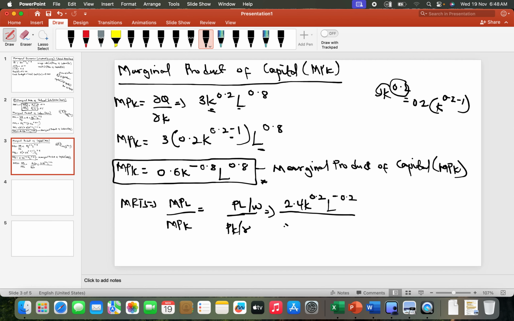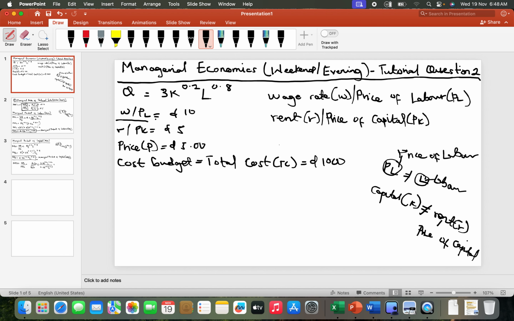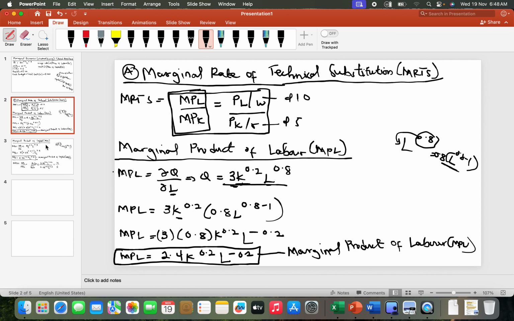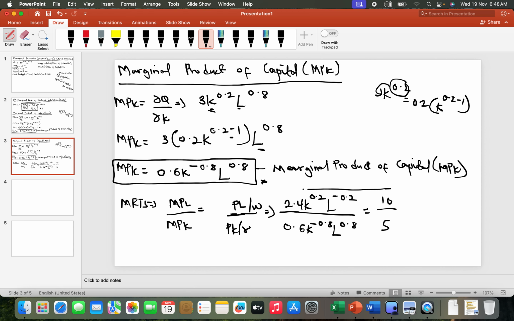So the marginal product of capital is 0.6K exponent minus 0.8, L exponent 0.8, which is equal to the price of labor divided by the price of capital. It was given to us from the beginning of the question. So price of labor 10, price of capital 5. We're asked to find the marginal rate of technical substitution, the A part of the question. So this is where you are supposed to end for the A part. So I'm done with the A part of the question.